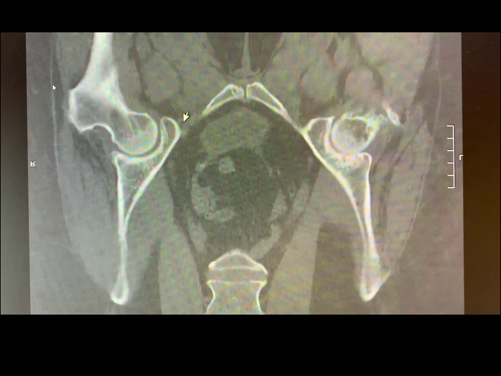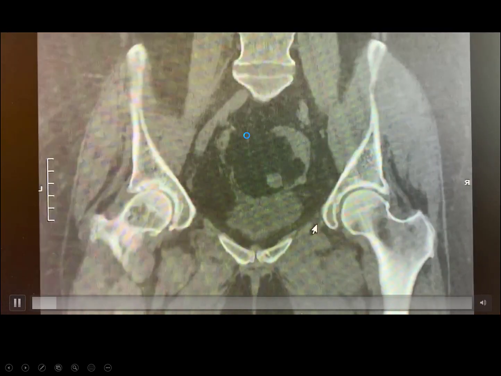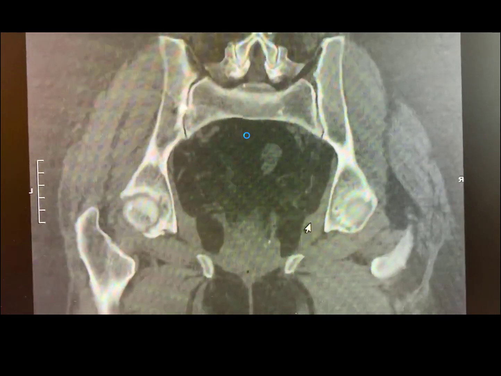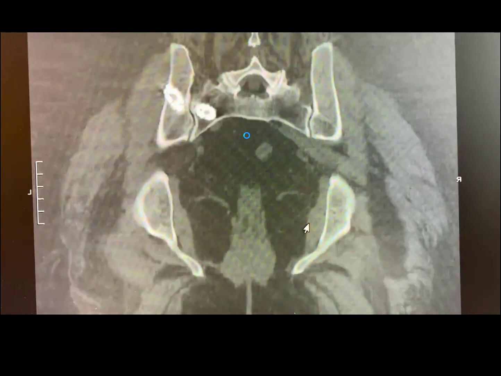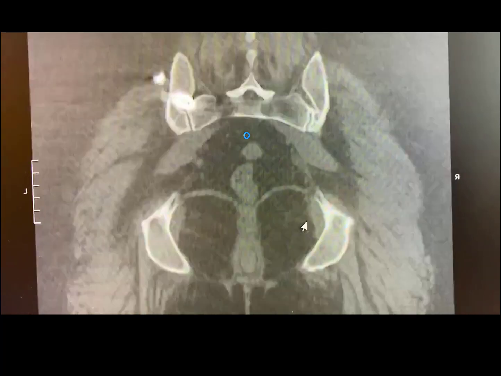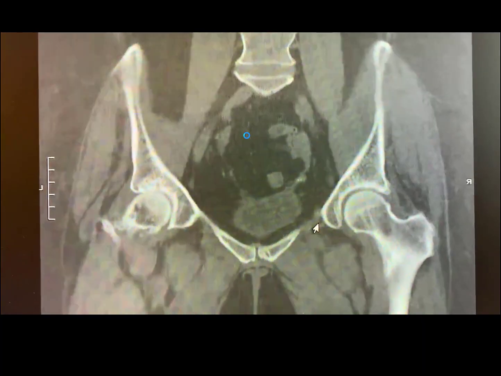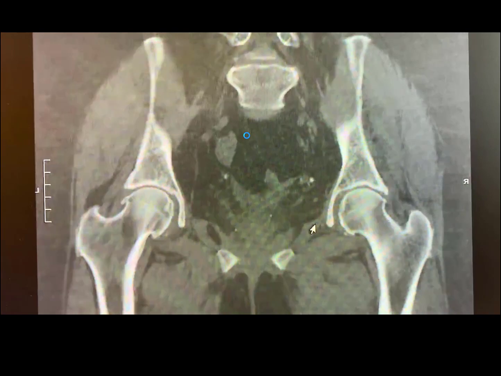I think the posterior one is a little bit more inferior and therefore probably has a better chance of actually going across the joint. It's close. It's close. So here are the coronal sections. I don't think it's across the cartilaginous portion. I don't think it's huge. Yeah. No, I don't think so. I would sincerely doubt it's fused.